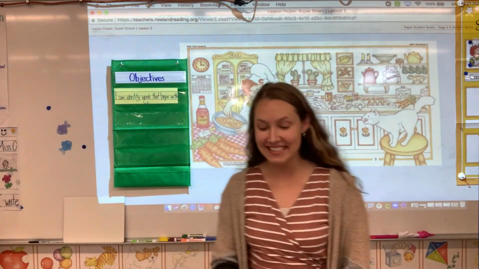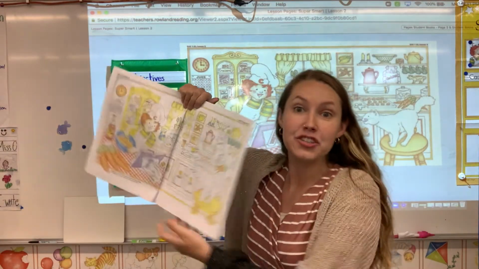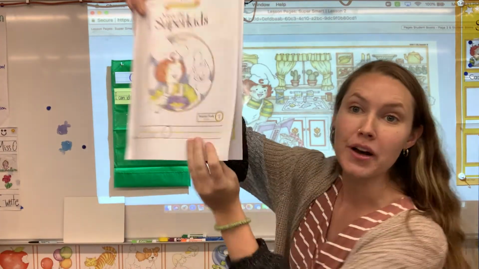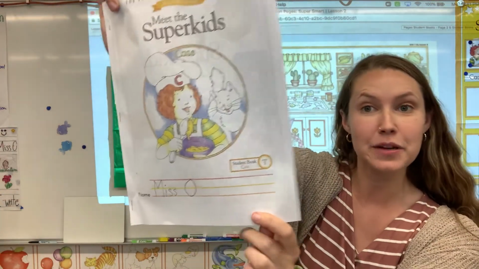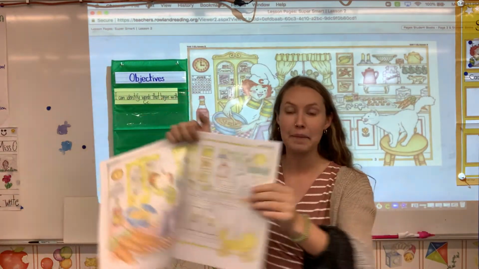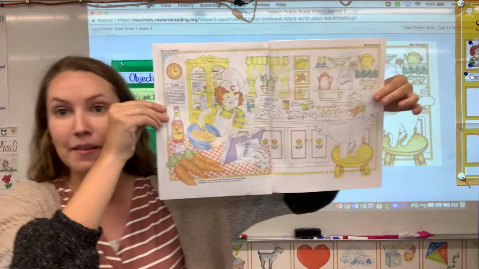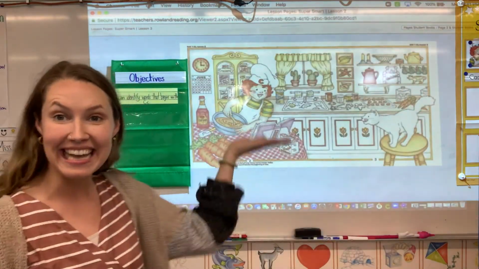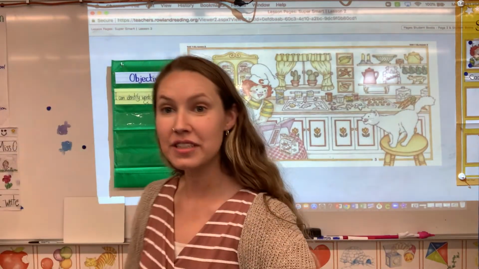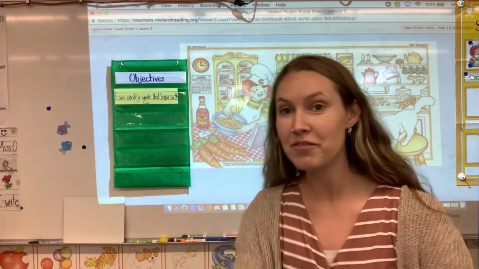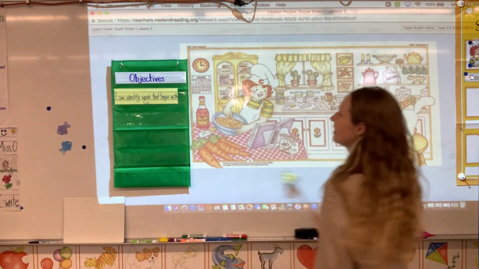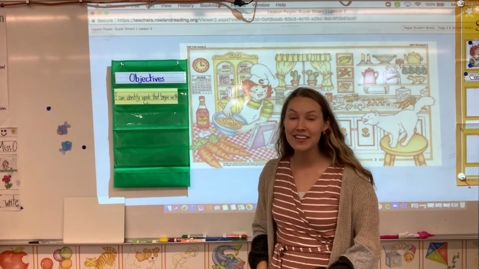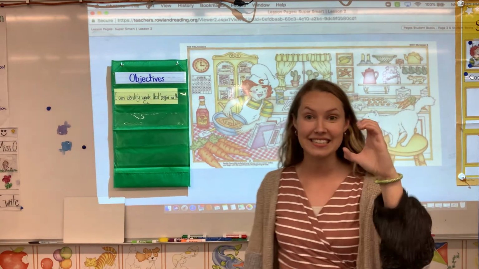All right, so today we are looking at page 2 of our CAS student book. Make sure you have your CAS student book out, and we're looking at page 2, and it looks like this. It's a big picture of our friend Cass in her kitchen. Today our job is going to be to investigate this picture, and we're looking to find words that begin with the letter C.